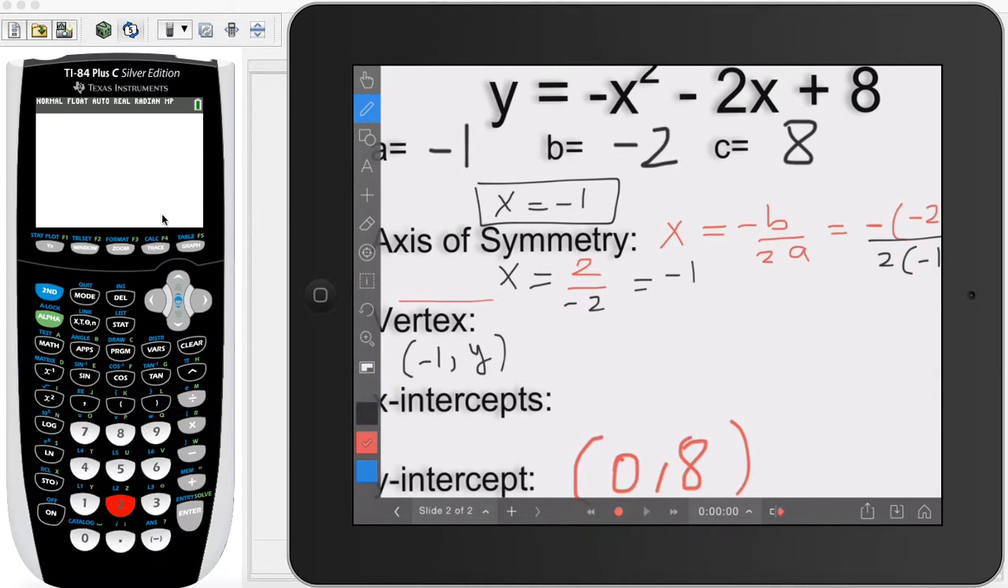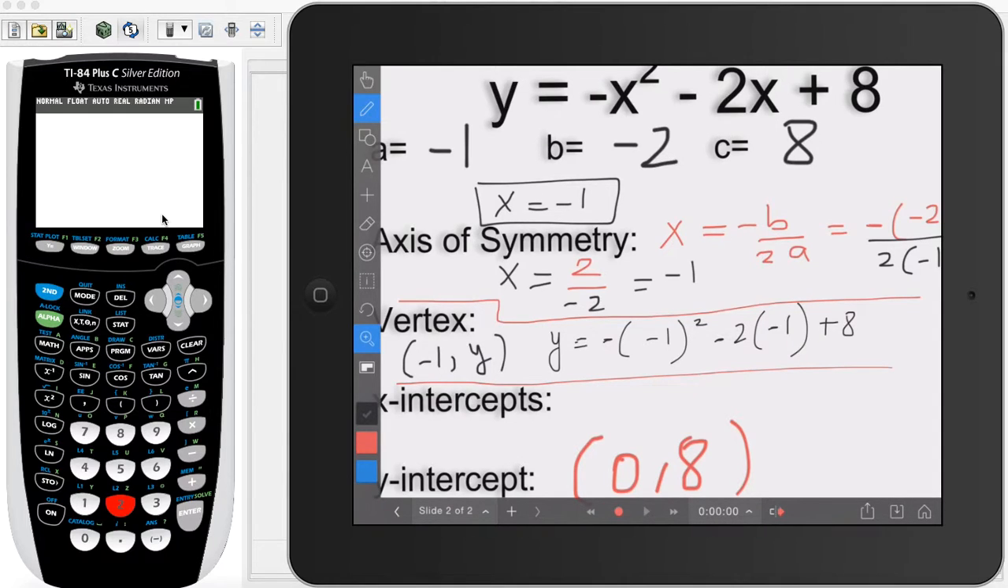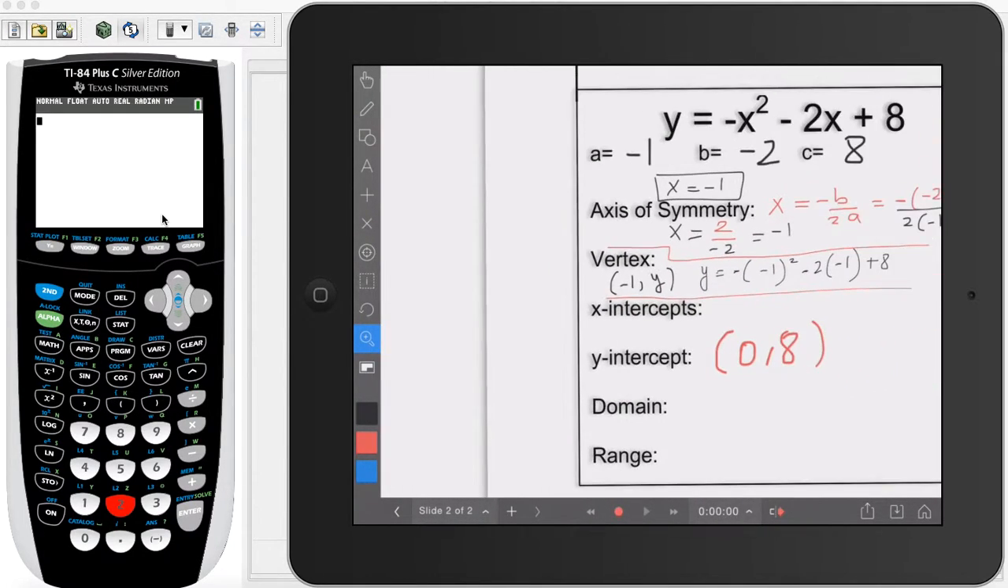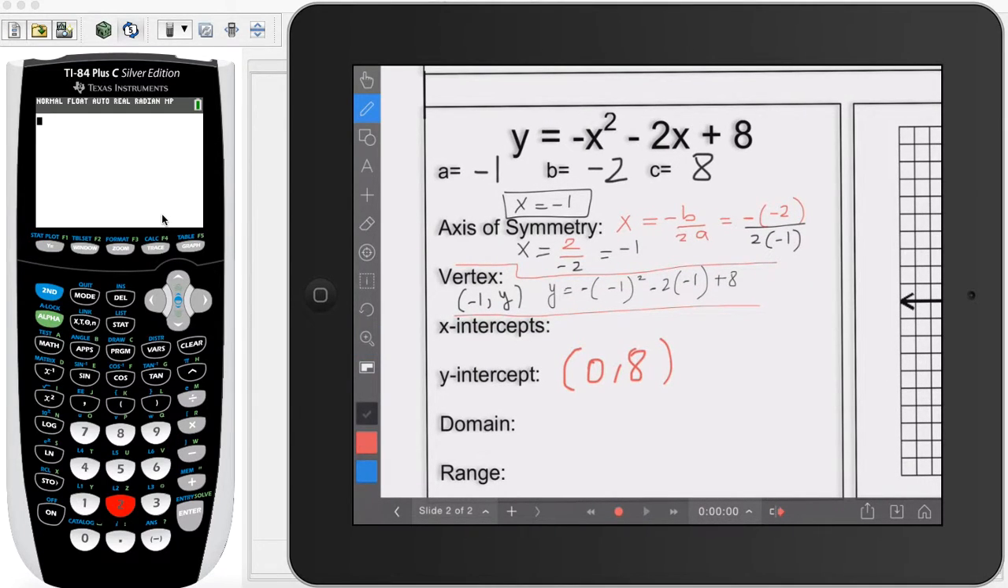I'm going to draw a line so my numbers won't coincide. So y equals negative, and instead of the x, I'm going to put in negative 1 for x squared, minus 2 times negative 1 for x, plus 8. Now remember, you can plug that into your calculator and find what the y of the vertex is. So go ahead, take a minute and do that.